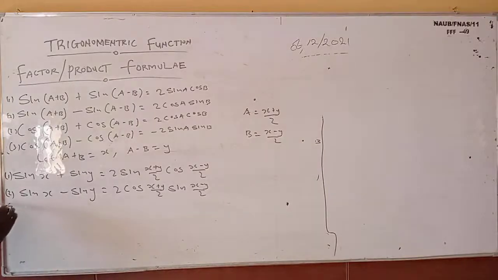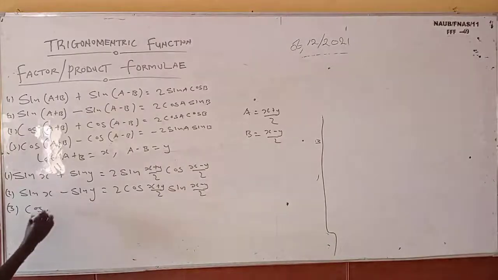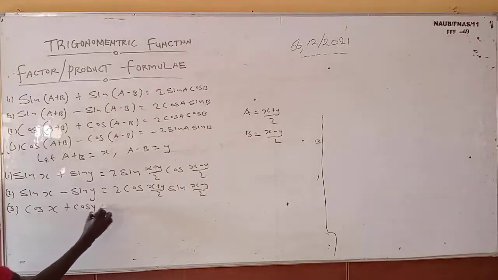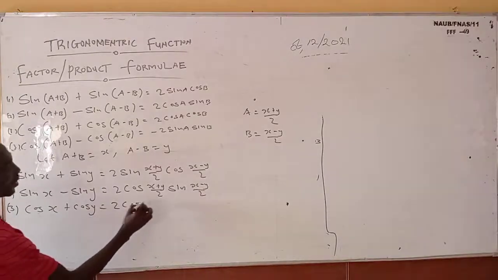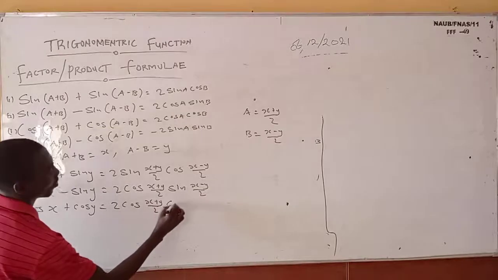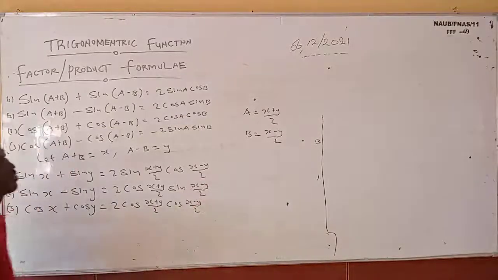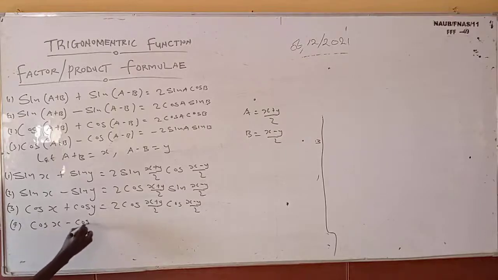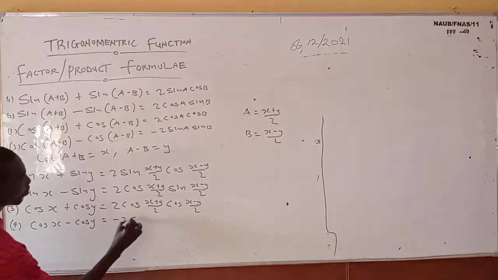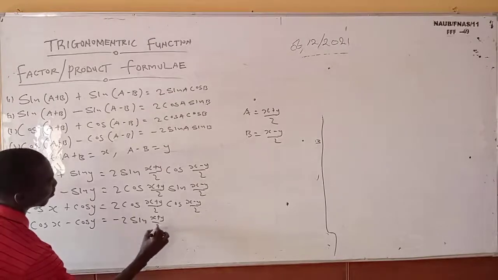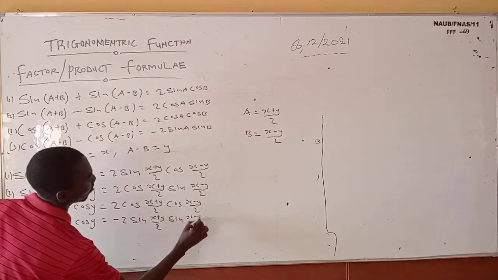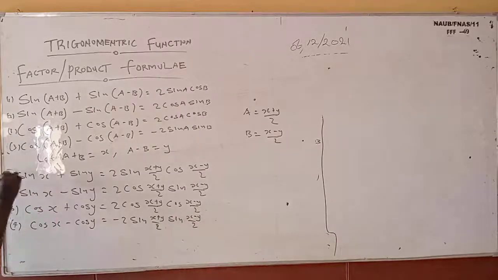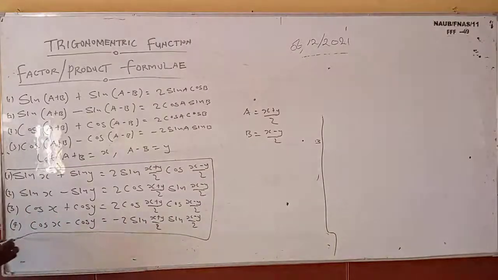Do you get that? So now we have cos a plus b, a plus b is still s, plus cos y equals 2 cos of s plus y over 2 cos of s minus y over 2. You get that? So now we have cos a minus b, which is still cos s minus cos y, equals minus 2 sine of s plus y over 2 sine of s minus y over 2. So this is how we arrive at this.